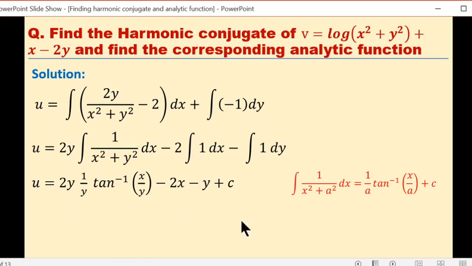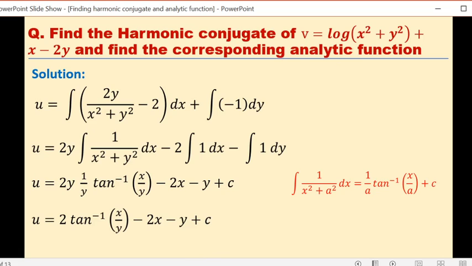Okay, अब इसको simplify करना है. यहाँ देखो this y and this y gets cancelled, so we get u equal to 2 tan inverse of x upon y minus 2x minus y plus c. So we have got u, which is the harmonic conjugate of this given function v. समझ में आया u कैसे मिला?